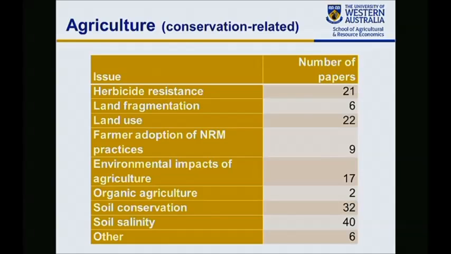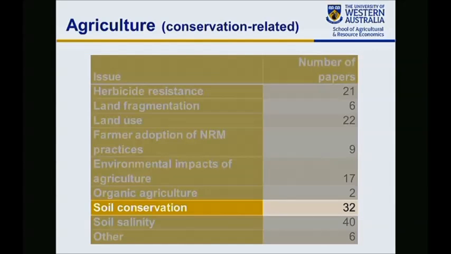The big ones, you can see again, there's a bit of a range of emphasis. I'll talk about soil conservation and salinity, and I'll touch on herbicide resistance. So soil conservation. I'll talk about that first because it was really the area that economists talked about first. In those first years of that graph where there's just the occasional publication, most of those were about soil conservation.